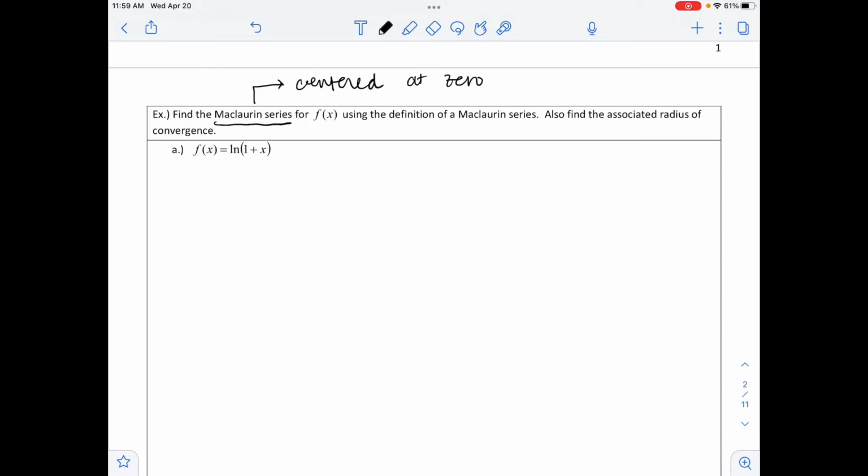And so what that means is that our a value is equal to 0. And so the function that we have for part A equals ln of 1 plus x. And since we're finding a Maclaurin series, we can rewrite this as the sum from n equals 0 to infinity of f to the nth derivative evaluated at 0 divided by n factorial times x to the nth power.